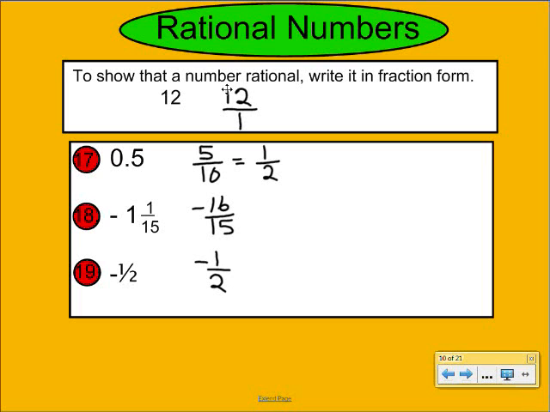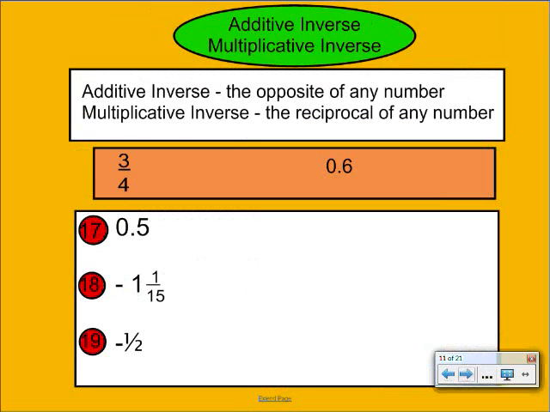Now, as we continue with rational numbers, we look at two really important vocabulary words. Additive inverse, which means the opposite of any number, and multiplicative inverse, which means the reciprocal of any number. So if you take a look at my fraction 3/4, I'm going to put my positive sign in. We want to put our signs in everything in this chapter. So the additive inverse would be the opposite of any number. So the opposite, if you think of a number line, would be a negative 3/4. And the multiplicative inverse, the reciprocal, would be a positive 4/3.